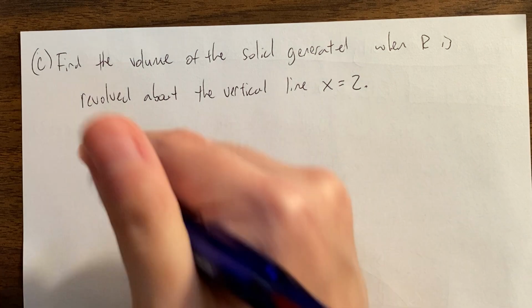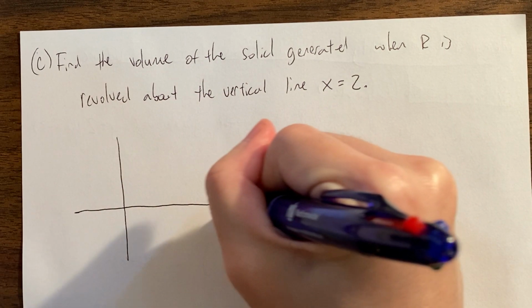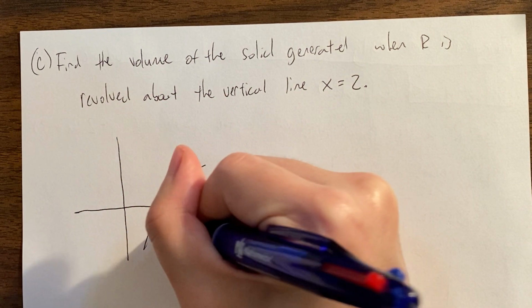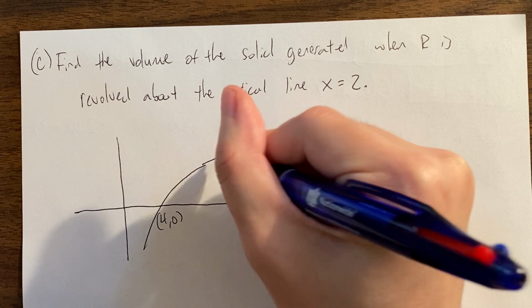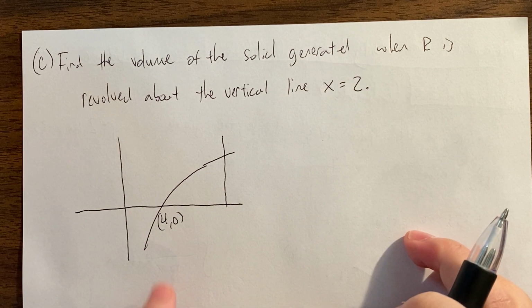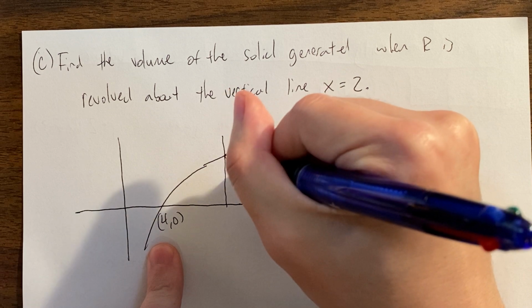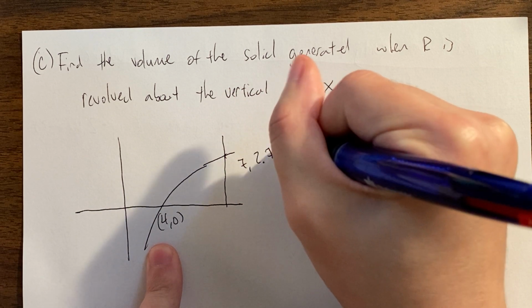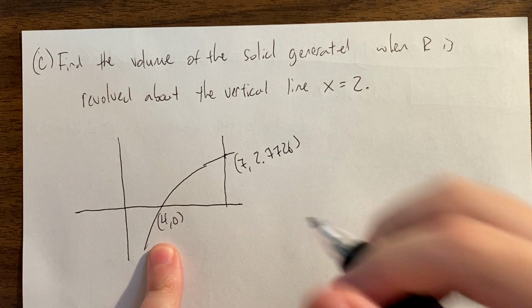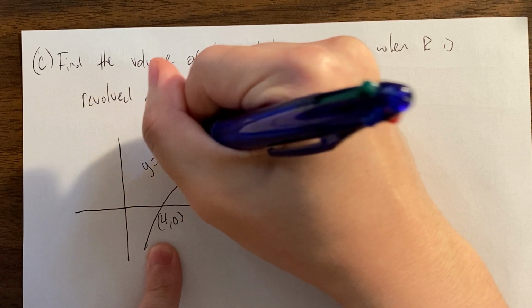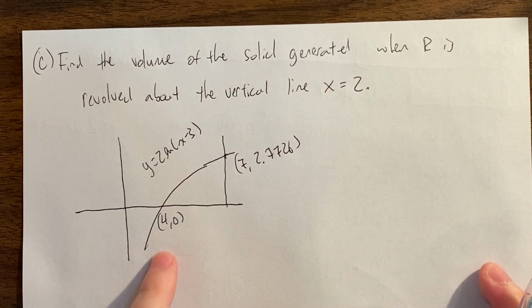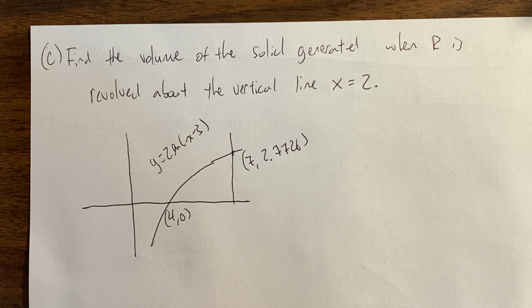Let's redraw the picture for our benefit. So this crosses at 4, 0. This crosses at 7 and 2.7726, I believe. And then we have y is equal to 2 ln of x minus 3. So this is our region again.